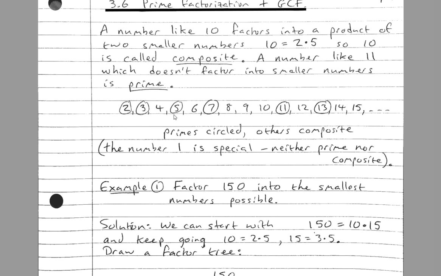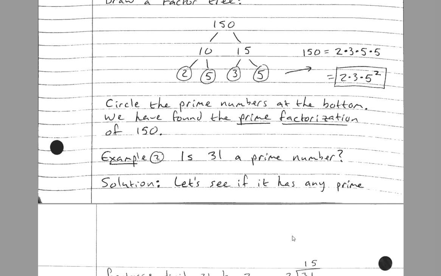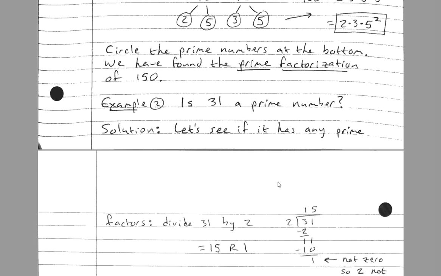So that's a good way to check if a number is prime. Just see if it has any prime factors. Okay, so for example, start with the smallest prime number, 2. Is 2 a factor of 31? So what happens if you divide 31 by 2?